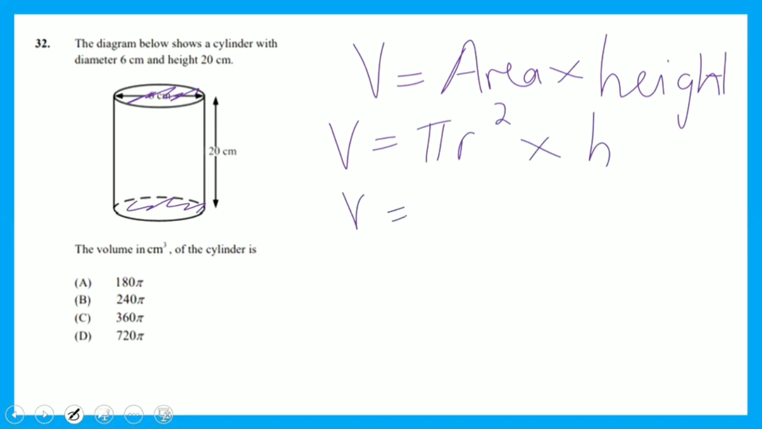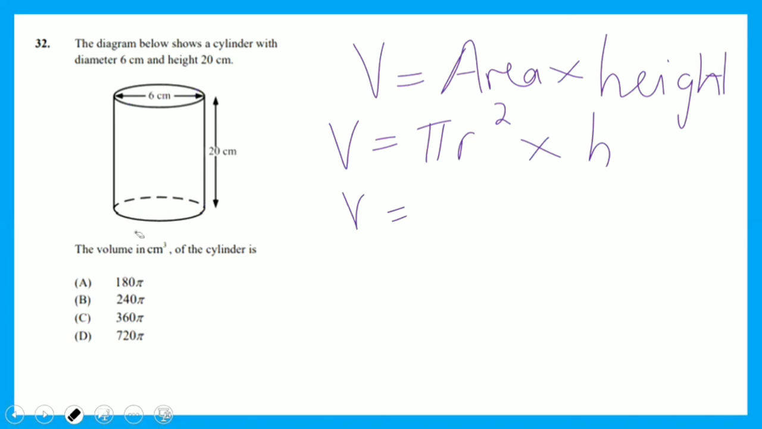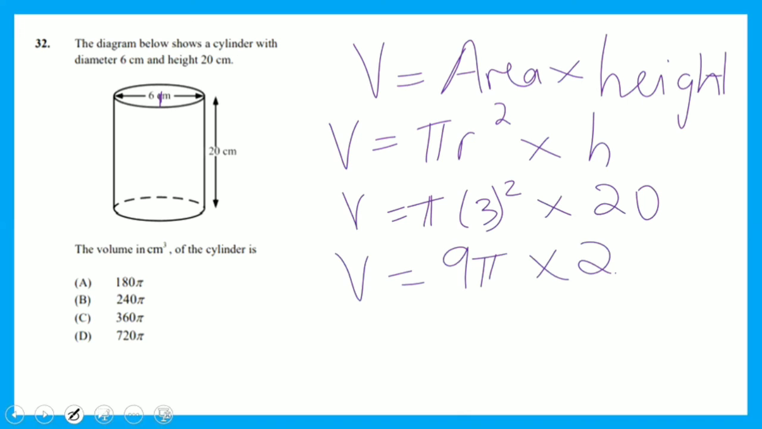We do know what the radius is, do we? If we notice, we have been given the diameter of the circle, and it therefore means that the radius is going to be half of that. So it's going to be pi times radius squared times the height, which is 20. And clearly we are going to have 9 pi times 20, which will of course give us A as our answer, 180 pi.